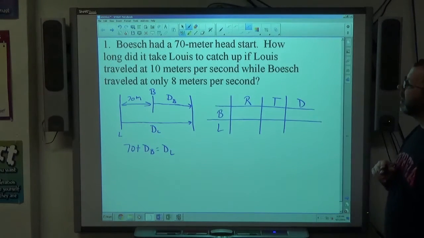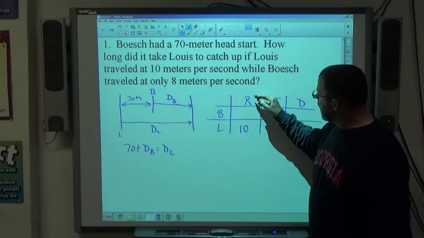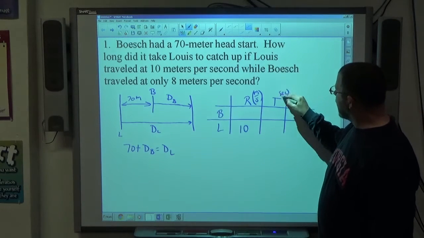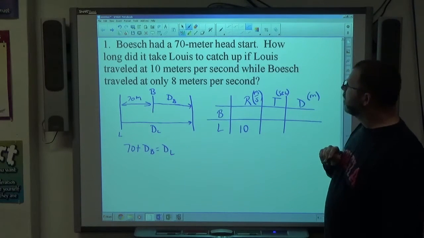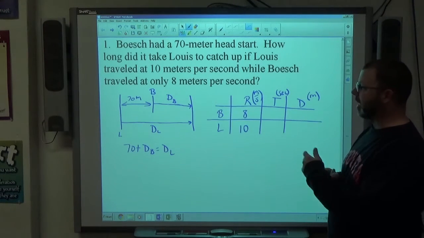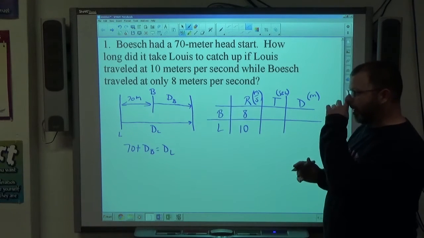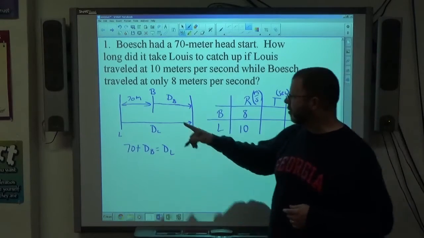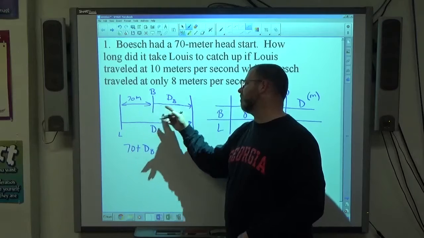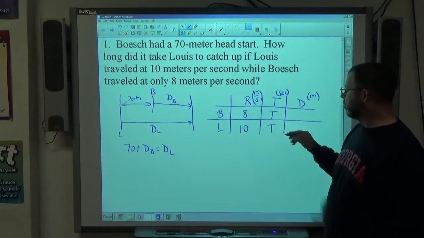Okay. If we take a look at how fast they're running, Lewis is 10 meters per second, and this is in meters per second for rate, which means time is going to be in seconds and distance is going to be in meters. Bosch is traveling 8 meters per second, so not as fast, which is why Lewis is able to overtake him eventually. It doesn't specify anything about time. Anytime you deal with the head start, you imply that the person's here, the other person's there, the starting gun goes off, they take off at the same exact time, he catches them at the same exact time. So even though we don't know either time, we do know the times are equal to one another.